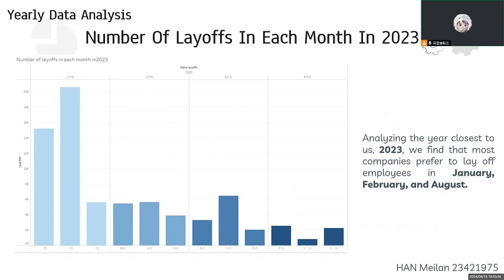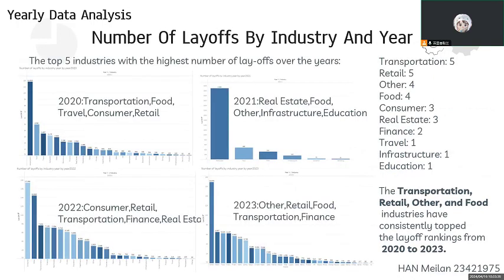Second, let's see the number of layoffs in each month in 2023. Analyzing the year closest to us, 2023, we found that most companies prefer to lay off employees in January, February, and August. Then let's see the numbers of layoffs by industry and year.